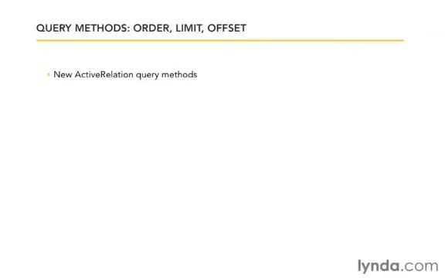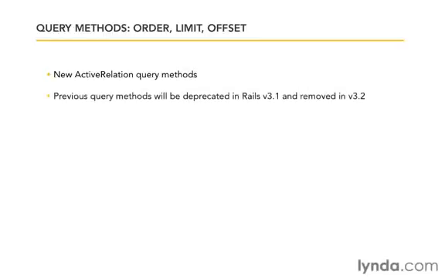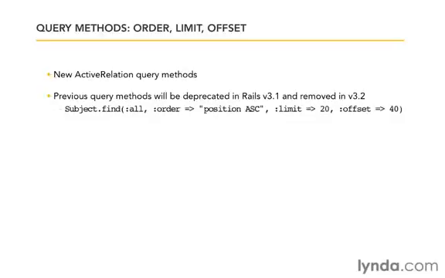Order, limit, and offset are also part of the new active relation query methods. And as I mentioned when we were looking at conditions, the previous query methods are going to be deprecated in Rails 3.1 and removed completely in 3.2. Here's an example of what the syntax looked like, just so that you can see it. Subject find all, and then a hash with all these values.